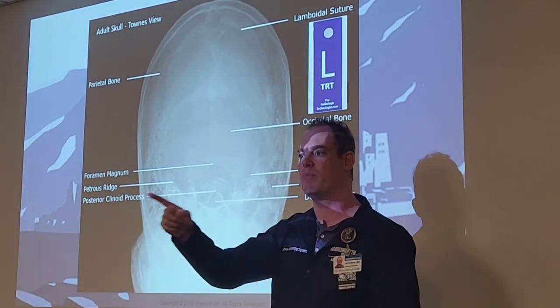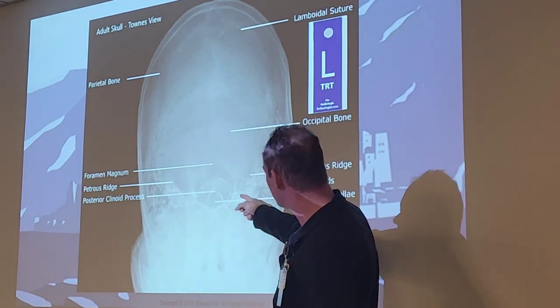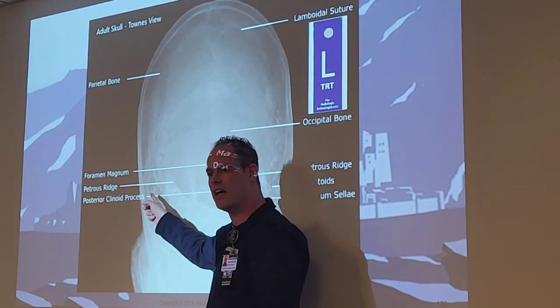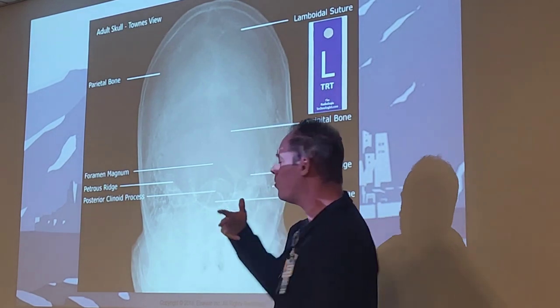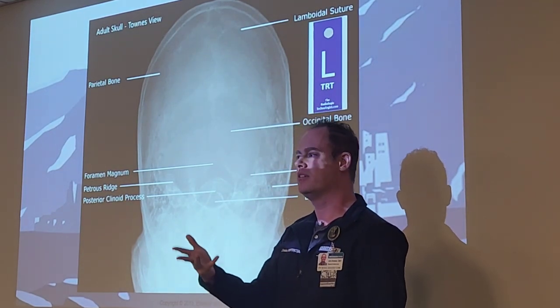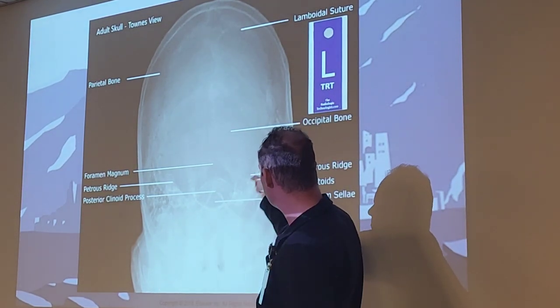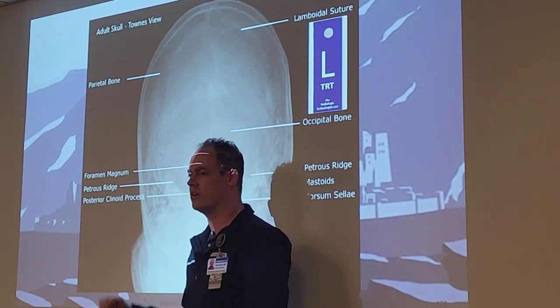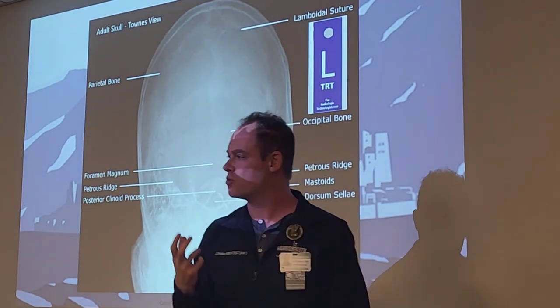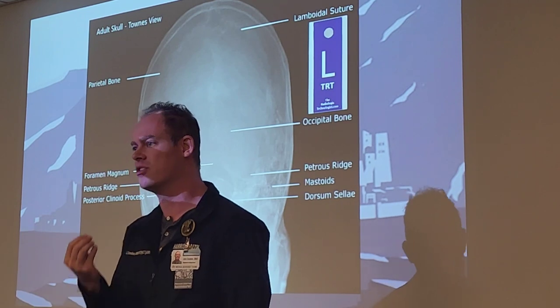What else? It always goes back to those petrous ridges. They kind of look like wings coming off the side here. Petrous ridges are found on what again? Temporal bone. So we have a left petrous ridge. We have a right petrous ridge. Why are we so focused on those ridges again? It tells us that we have positioned correctly.